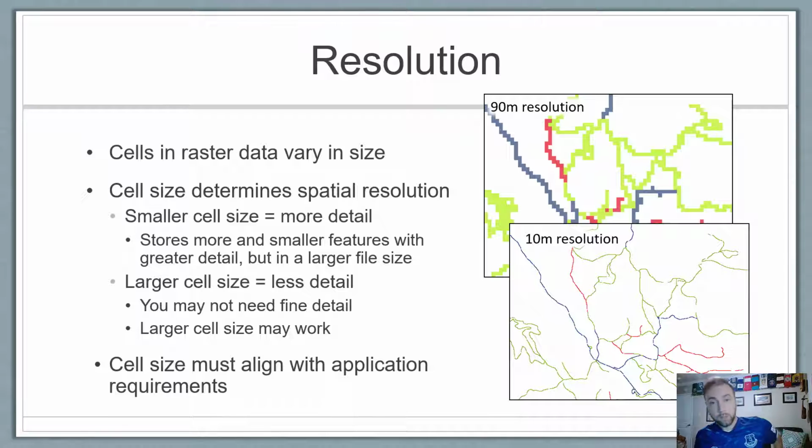So resolution, as I mentioned before, using the example of an image taken with your cell phone, if you zoom in too much, you tend to see those pixels, right? So it's the same thing with raster imagery. Cells in raster vary in size.